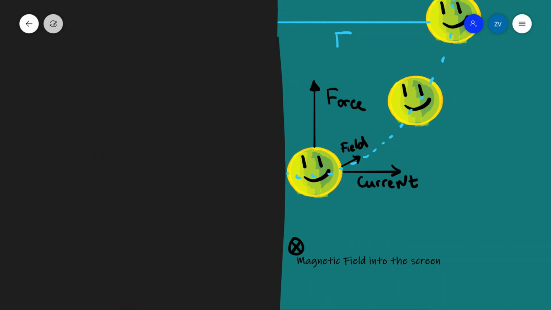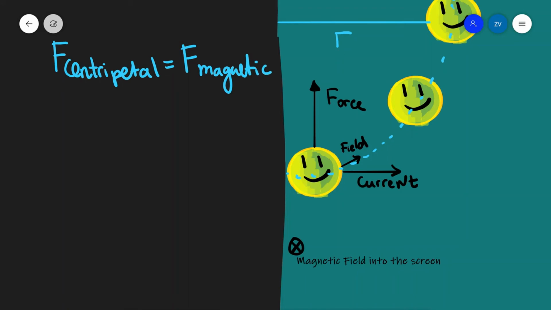In fact, by setting the centripetal force equal to the magnetic force, we can even work out a formula for the radius of curvature. Let's do this. So all we need to do is set the centripetal force, so F centripetal will be equal to, or will be provided by, the magnetic force, like so. Now, our formula for centripetal force is just mv squared over r, where v is the velocity of the charge, and our magnetic force is qvB, like so.